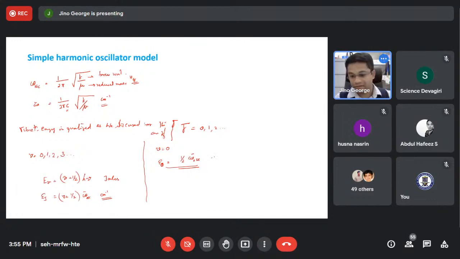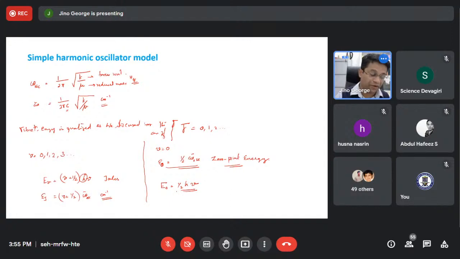This is called zero point energy. If you want to see the absolute energy, you have to introduce a value of h in there. So the absolute energy at v equal to 0 will be half h nu. Half h nu is actually your absolute energy, your zero point energy. That means even at absolute zero of temperature, a vibration event is occurring.